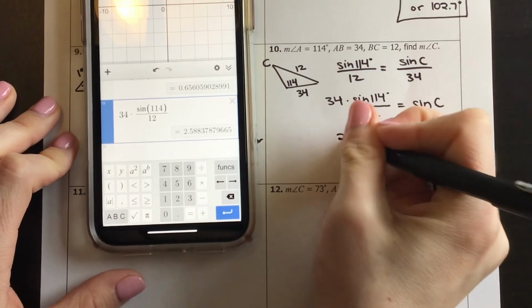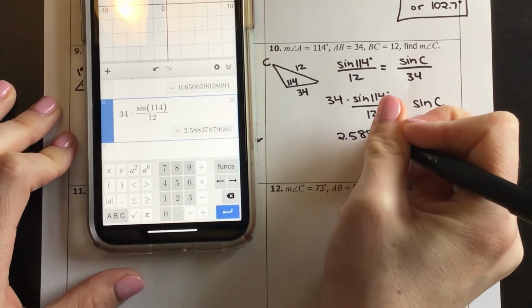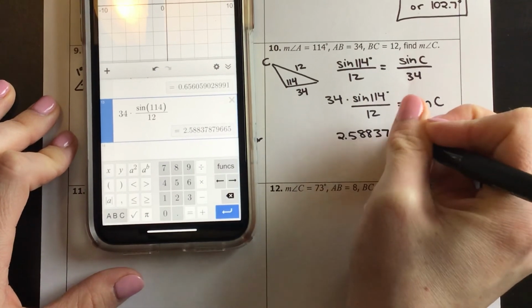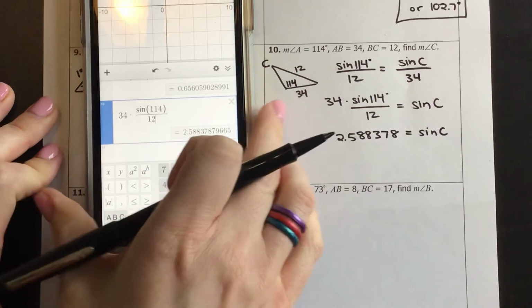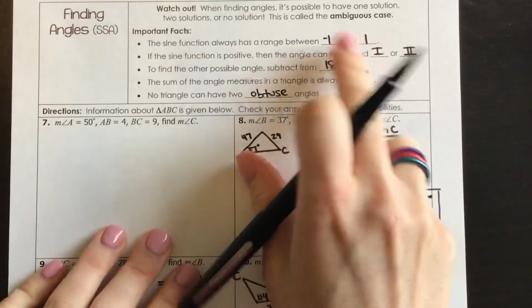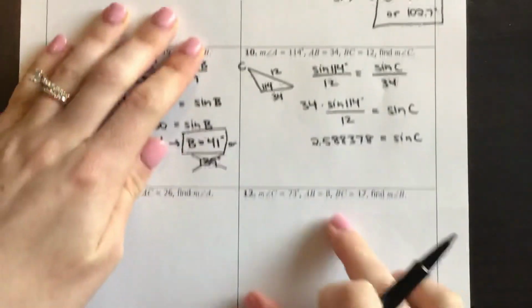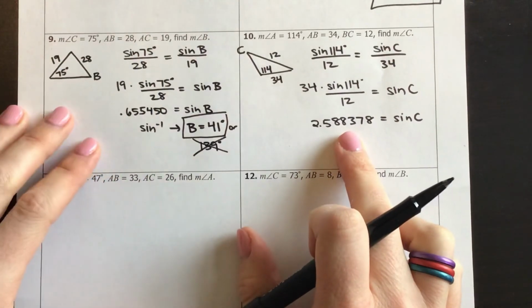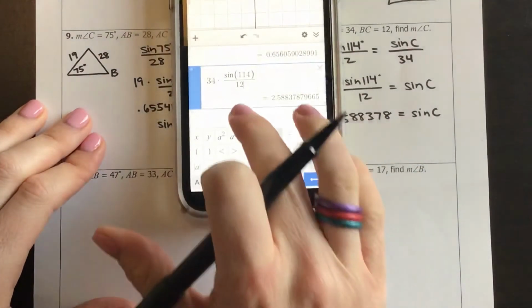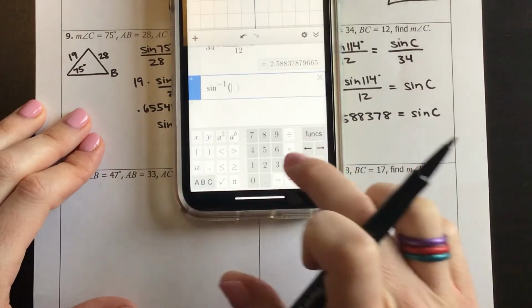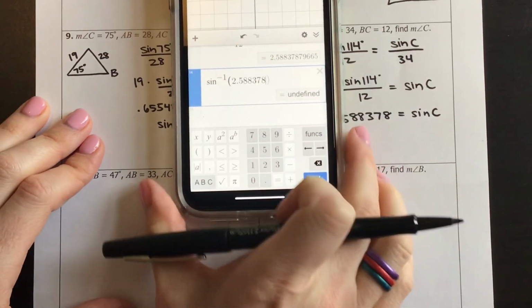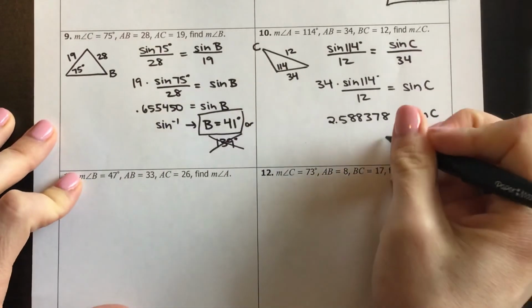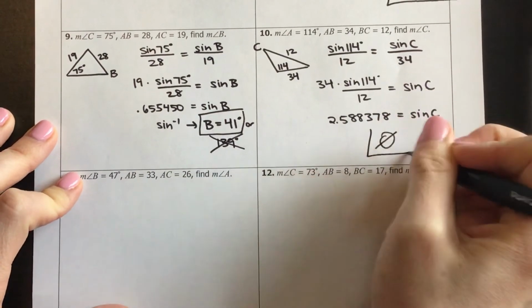Okay, so we get 2.588378 is equal to the sine of C. Now we come across the problem that we had up here. Sine is only between -1 and +1. If I get something that's bigger than 1, it ends up being no solution. Like, watch what happens if I try to do inverse sine. 2.588378. It says that it's undefined, which means there is no such angle. This is the case where you have no solution.